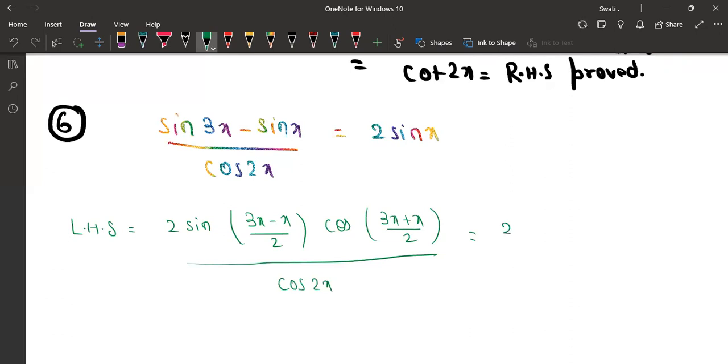Now this will become 2 sine 3x minus x, that is 2x. 2x divided by 2 is just x. And this is cos 3x plus x, that is 4x. 4x divided by 2 is, of course, 2x. And upon cos 2x as it is.